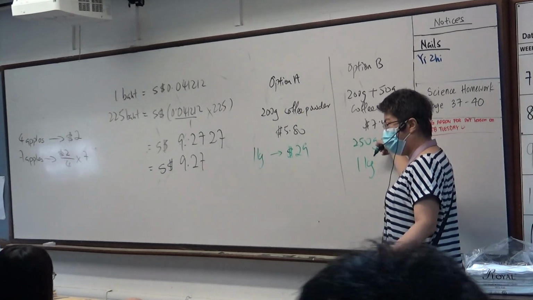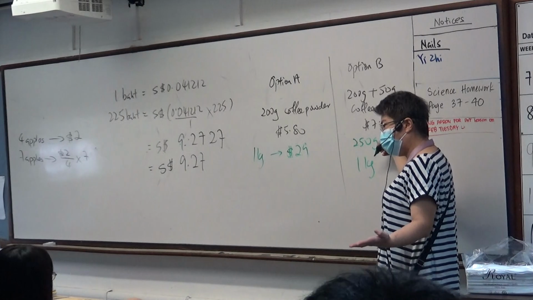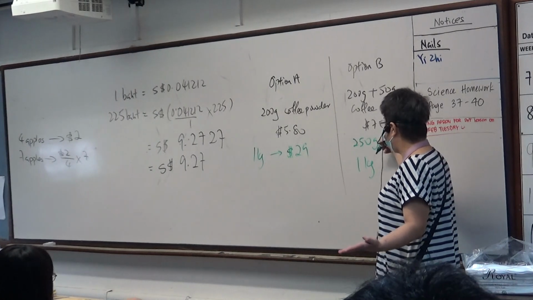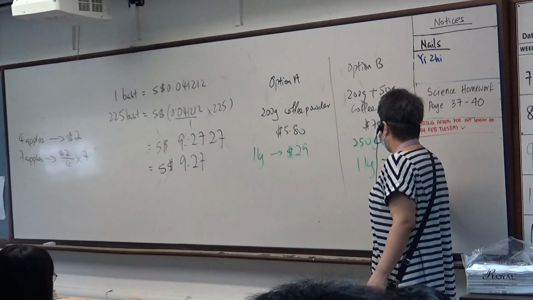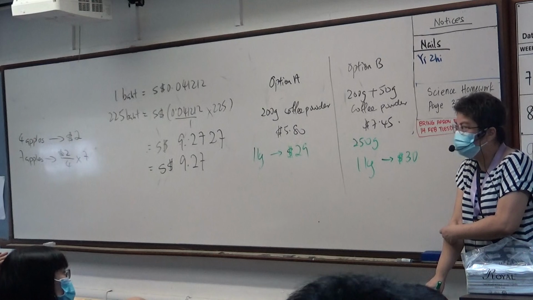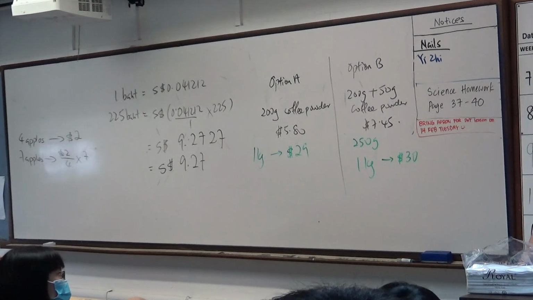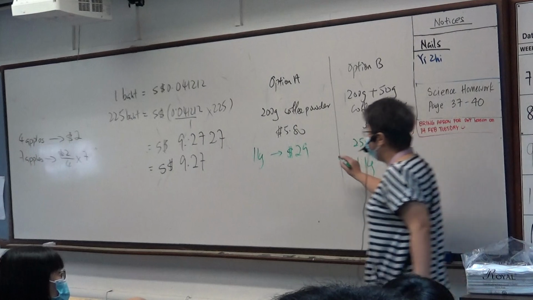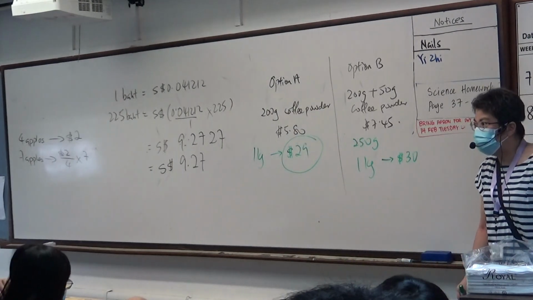I times 4. 750 times 4. 7 times 4 is 28. Okay? 28 plus $2, right? How much is it? About $30, right? Correct? Yes or no class? Okay, so as you can see here, like that, which one is cheaper? Can you see that option A, coffee powder A is cheaper? Can you see what I'm talking about?